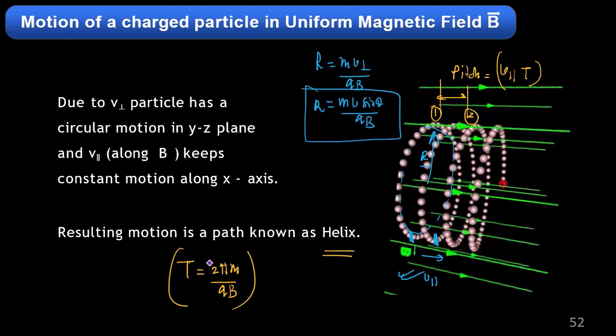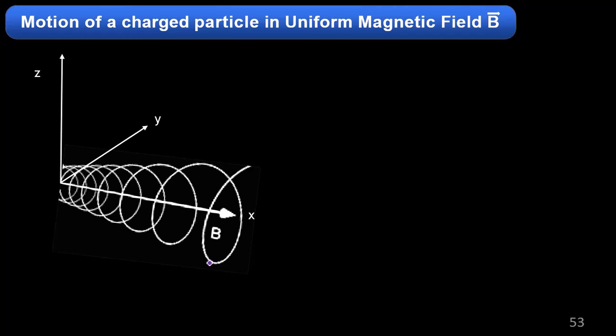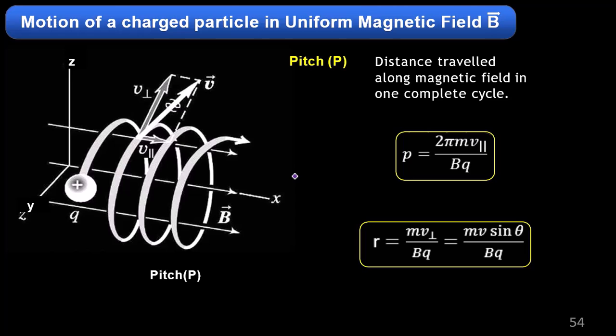Helix is a formation. Because of the helix formation, the path has forward movement. So all the circles are of equal radius. R is the same, but in each rotation, the circle is advanced forward by a distance of h. So what is pitch? That is 2 pi m by qB into v parallel. And R is what? m into v perpendicular by qB.